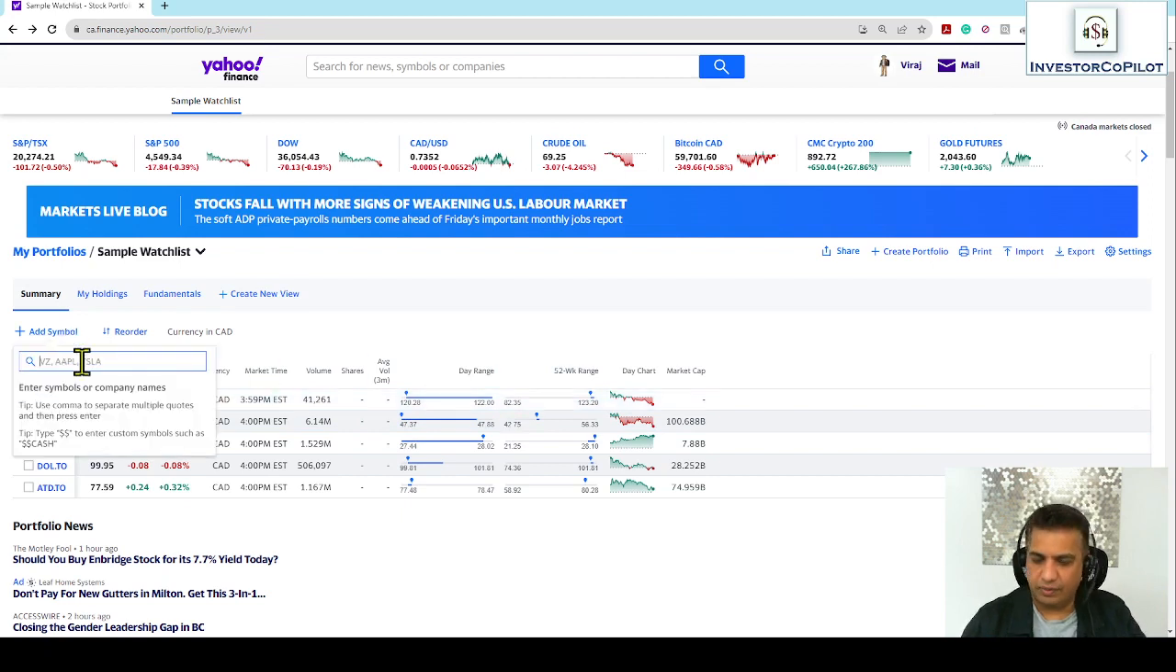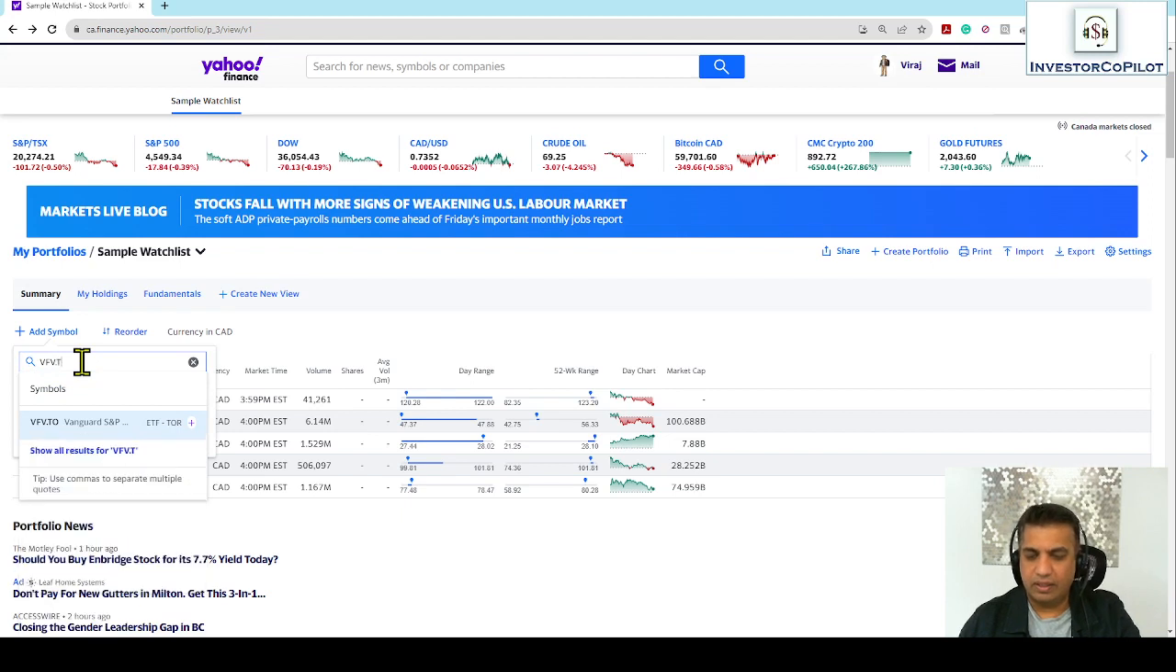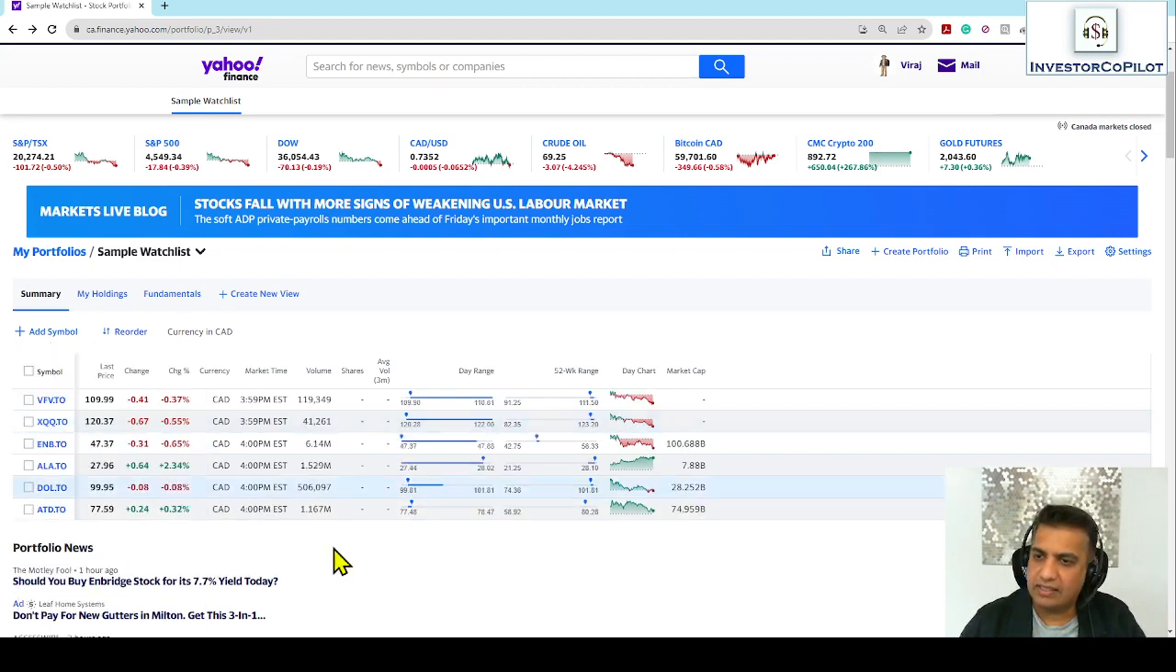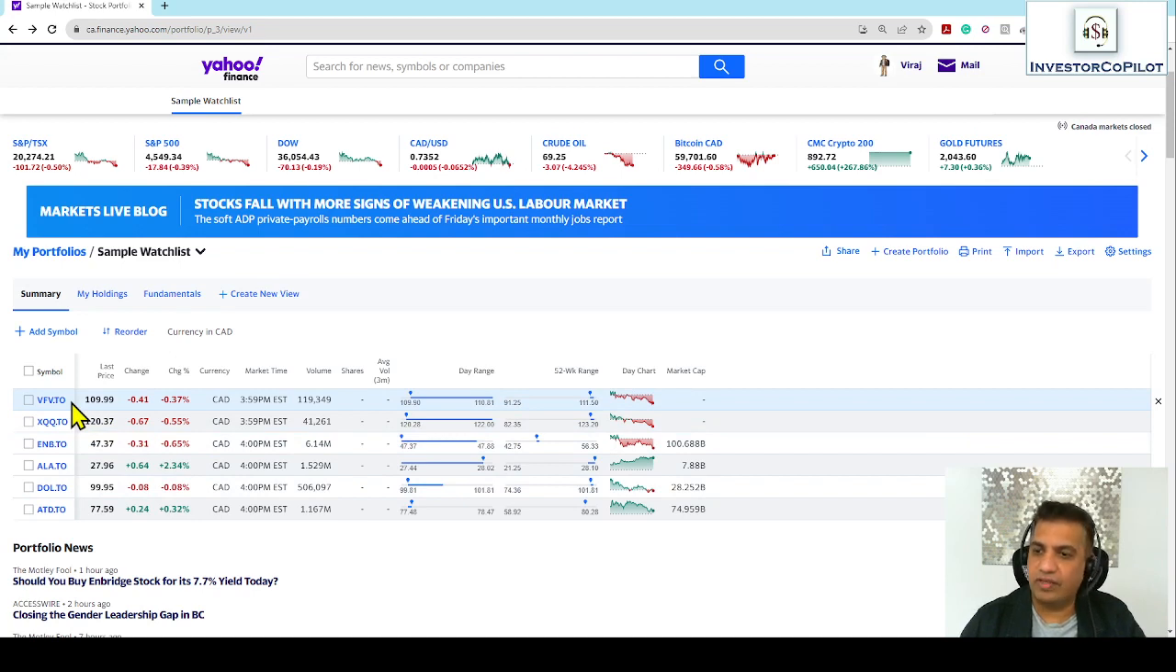And lastly, we come to VFV.to. This is a Vanguard ETF, a Canadian hedged version of VOO, that is a Vanguard ETF which is also focused on US securities. It is similar to XQQ, but the only difference is that this is a little conservative, and there is an element of safety, and large cap stocks are mainly part of this ETF. So if you want to go a little slow and not too aggressive with your investment, VFV is a good option. So these are my 6 recommendations for today, and very good purchases and an introduction to watch lists.